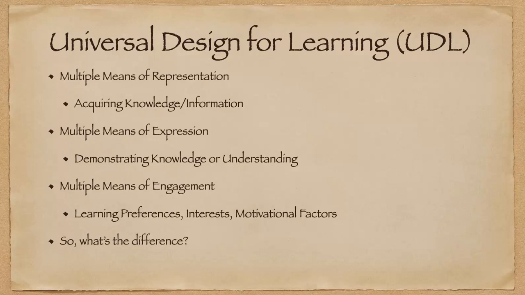So when we're looking at multiple means of representation, this is what gives the learners a variety of ways of acquiring, taking in, extracting information and knowledge. And that's really the name of the game when we're looking at learning. So the UDL principle of multiple means of representation can be met by looking at a variety of ways to access specific content. So for example, let's think about a book, a textbook.